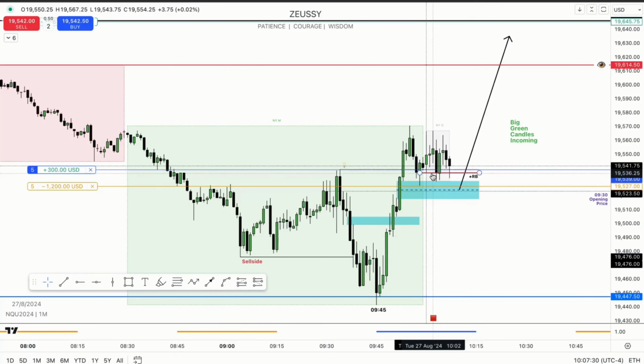Pay attention to this rejection right here of this open right here, this long wick. This is a bullish rejection block. I do not want to see the market displace below that. They're really providing a lot of opportunities to get in here, to get market wrong.